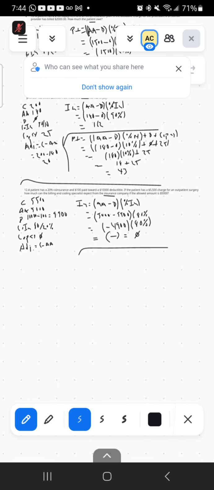I don't want you thinking just because the insurance pays 0, the patient pays 0 or something like that. Just go ahead and calculate it. Don't guess. So let's find the patient. The patient pays the allowed amount minus the deductible times the percentage for the patient plus deductible plus copay.